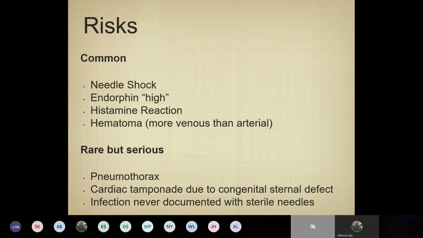Rarely, but more seriously, there is a case report of a cardiac tamponade due to congenital sternal defect, and that accounts for the one single documented case of fatality due to acupuncture treatment, but this can be avoided with good technique over the sternum. Pneumothoraces are also known, but less likely with the proper solid thin needles, and generally are not of a dangerous kind. Infection has actually never been documented with sterile needles, but there are cases with reused needles.